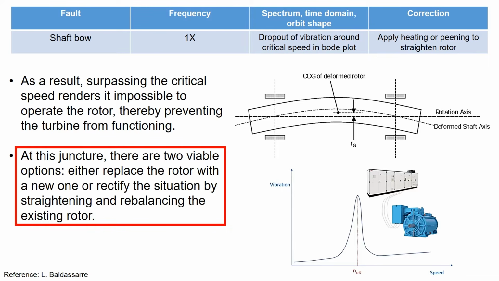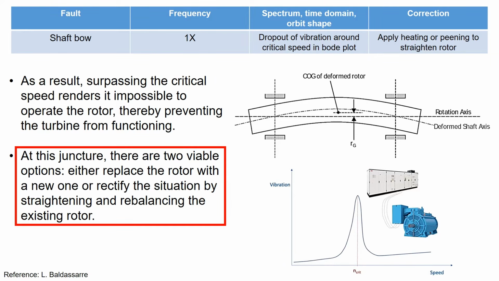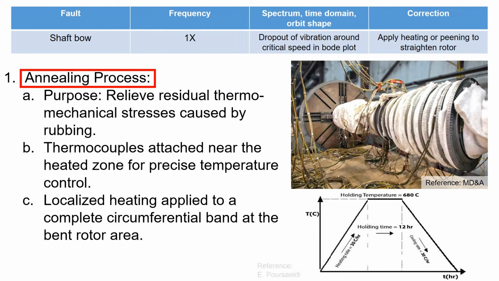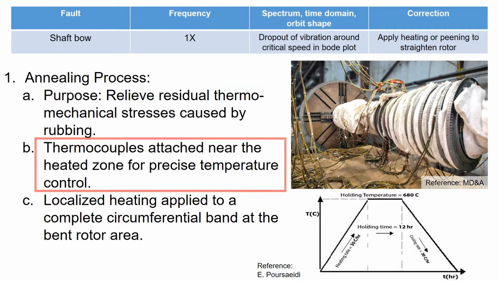So there are 2 viable options. Either replace the rotor with a new one, or rectify the situation by straightening and rebalancing the existing rotor. To address the shaft bowing issue, it typically begins with an annealing process. The purpose of annealing is to relieve residual thermomechanical stress caused by rubbing.